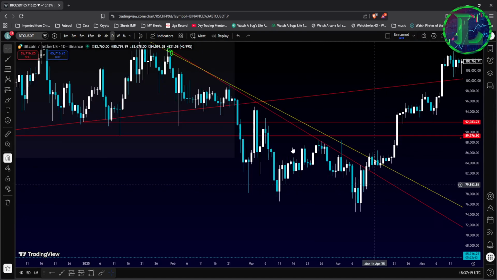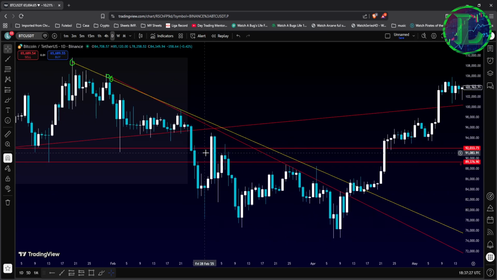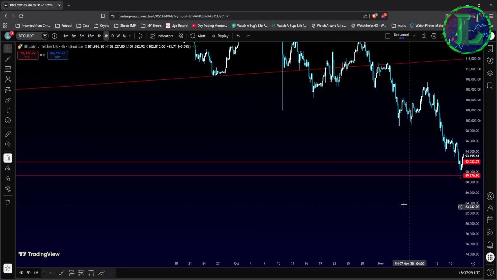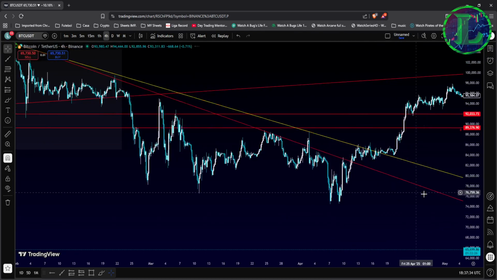So why do I use these trends and for what? Well, you can see, let's go to the 4 hour. It's going to be easier to understand. TradingView is killing me.